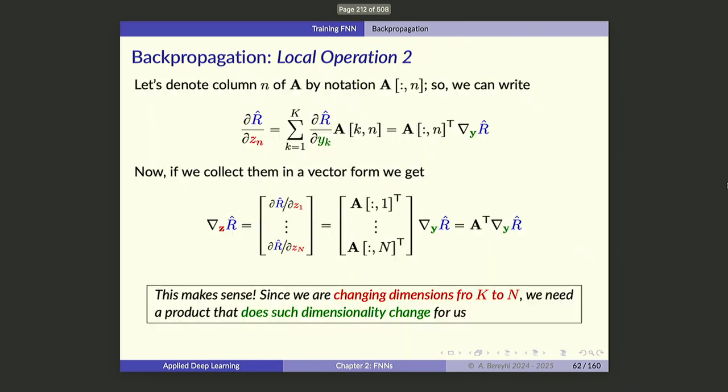And as I told you, I think I have written it here exactly. So since we are changing from m, I mean m is missing, k to n, then just to make the dimensionality fit, you just need to replace A with A transpose. Okay?